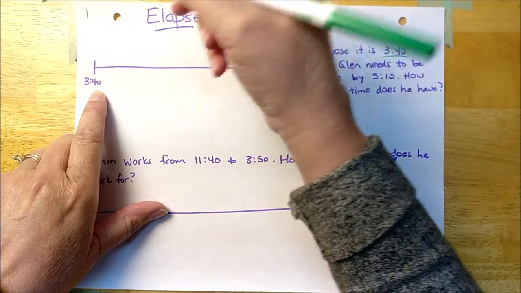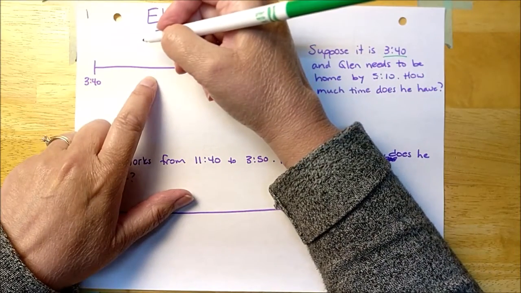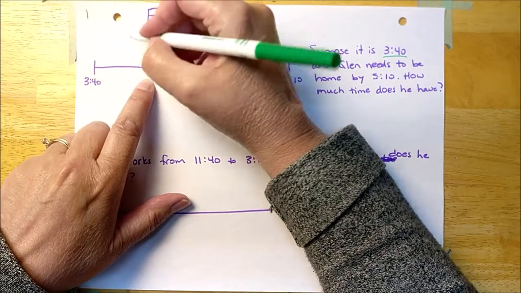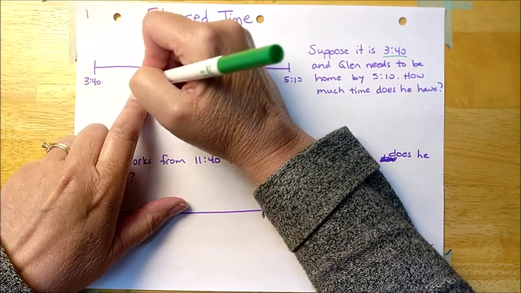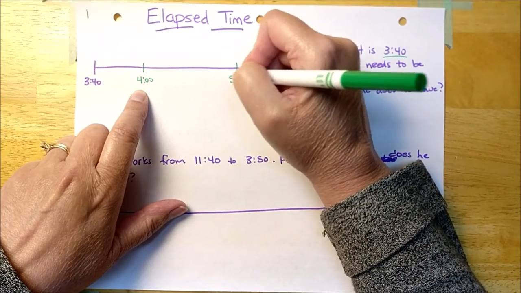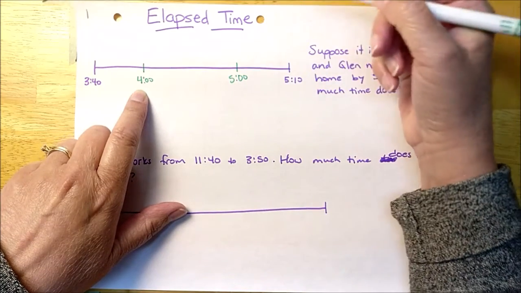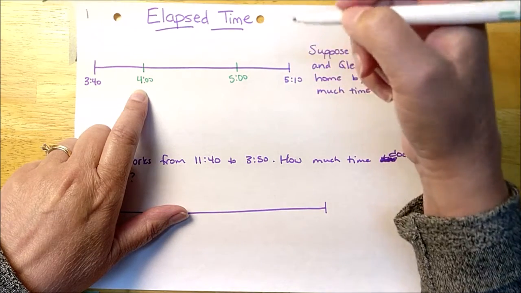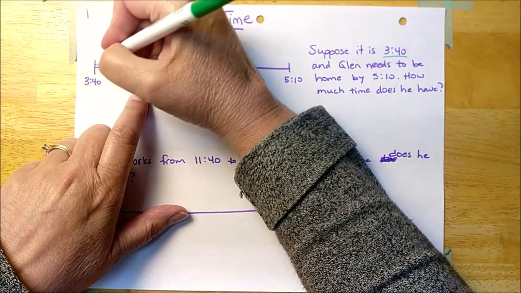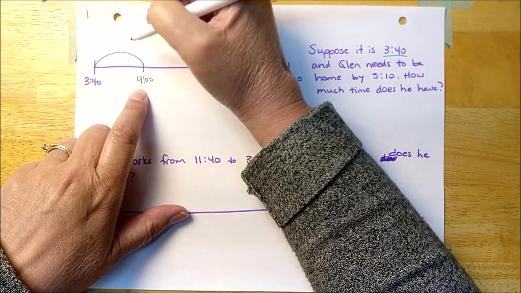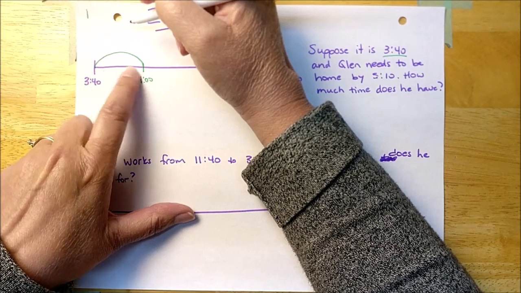So what we're going to start with is first write the hours in here, to draw where the hours would be. So the hour after 3 would be 4 o'clock. And then we're going to 5:10, so we'll put 5 o'clock. And then when we've got those 2 hours in there, then we can figure out how much time went from 3:40 to 4 o'clock. How much time passed between them?